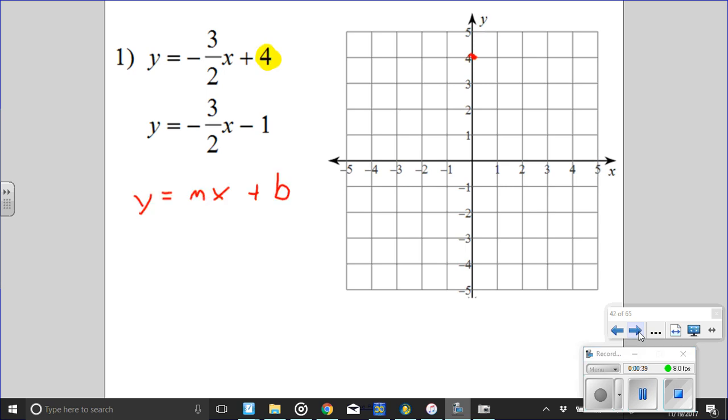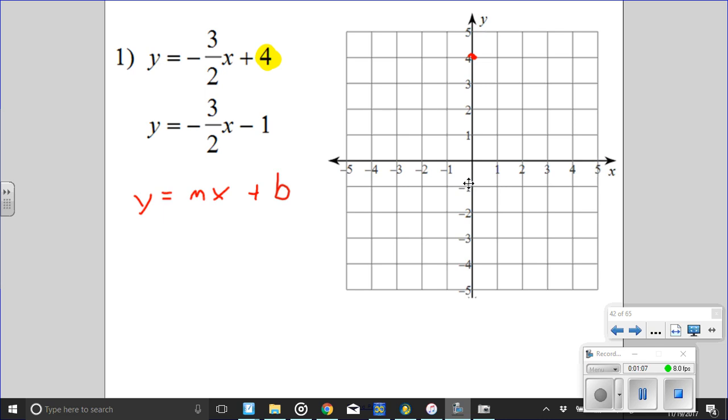All right, so what I want to do is graph. If I have y equals mx plus b, the b is the y-intercept. So the first thing I want to do as far as graphing is find that y-intercept. I will go to (0, 4), because that's where it crosses the y-axis.